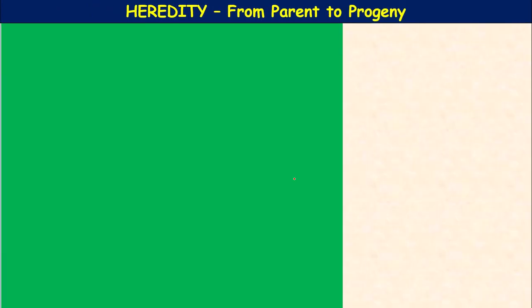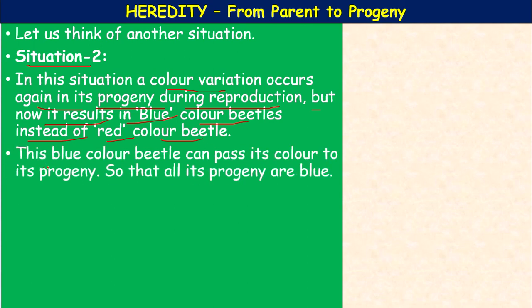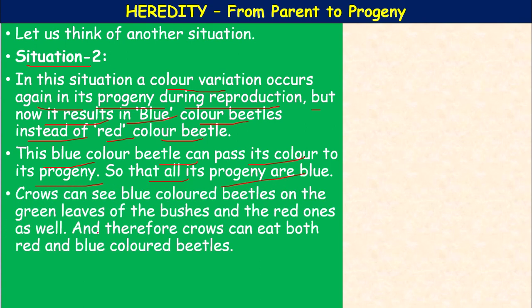Next, let us think of another situation, situation number 2. In this situation number 2, a color variation occurs again in its progeny during reproduction, but now it results in blue color beetles instead of red color beetles. Okay, this blue color beetle can pass its color to its progeny, so that all its progeny are blue.